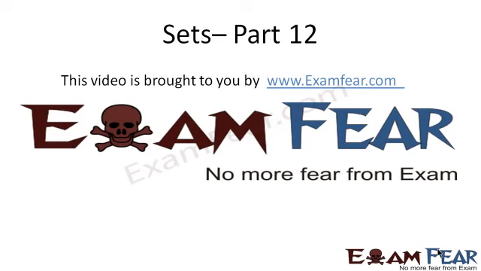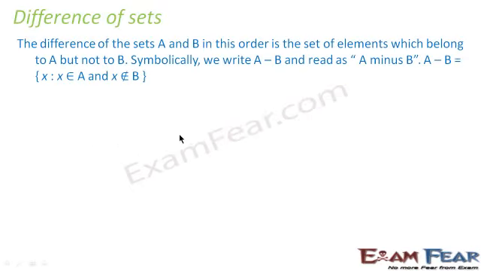Before watching this video, you should have watched Sets Part 1 to Part 11. Now we'll read difference of sets. Difference of set is denoted by A minus B. It is nothing but all the elements which are part of A but not part of B. A but not B. That is A minus B.